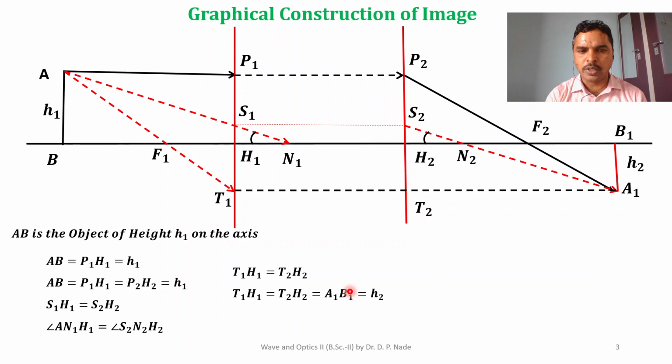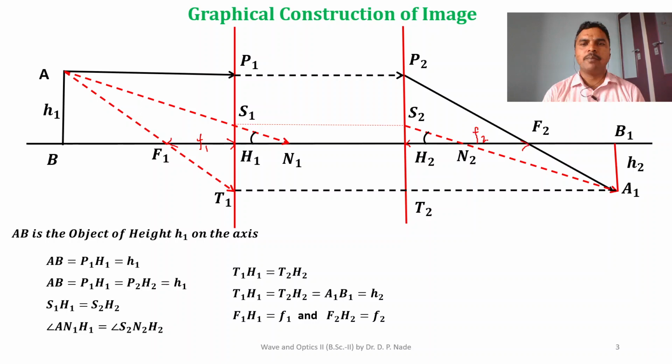F1H1, this distance is nothing but F1, and this distance is nothing but F2. So I draw this line here. So this distance is equal to F1. So small f1 I can use here, and this distance is called f2. So on the basis of these parameters, we can find out the graphical construction of the image.